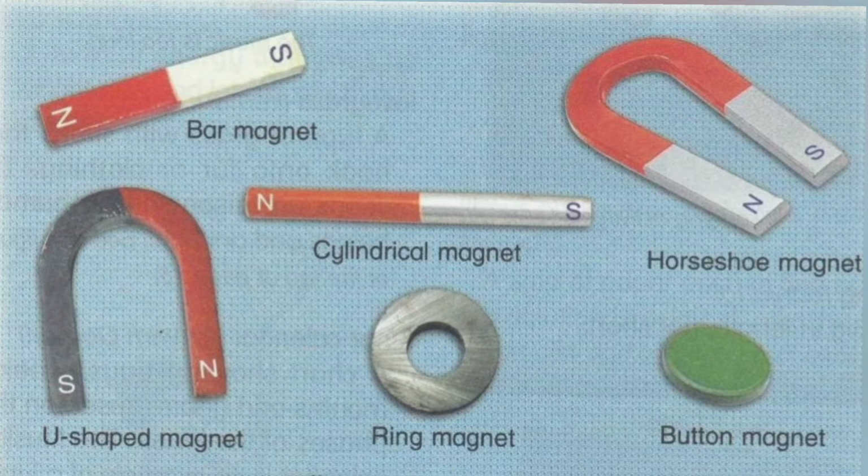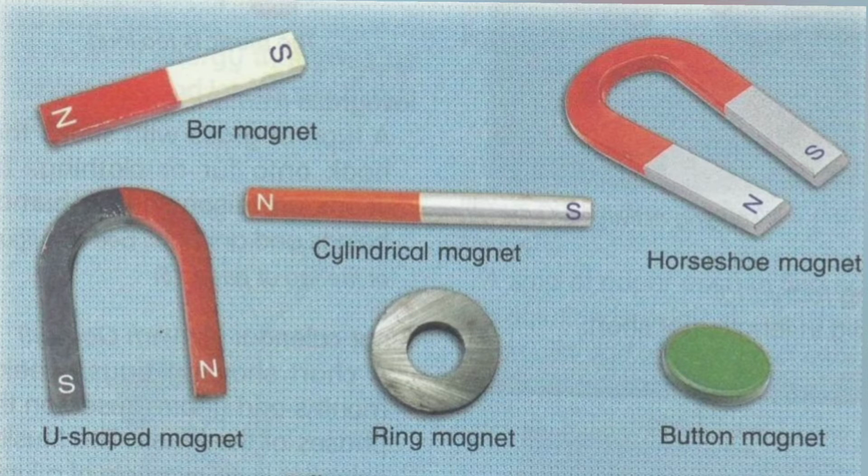The magnets have two poles, the north pole and the south pole. All the magnets have two poles at the two ends. They are the north pole and the south pole. So we can say that magnets are bipolar.